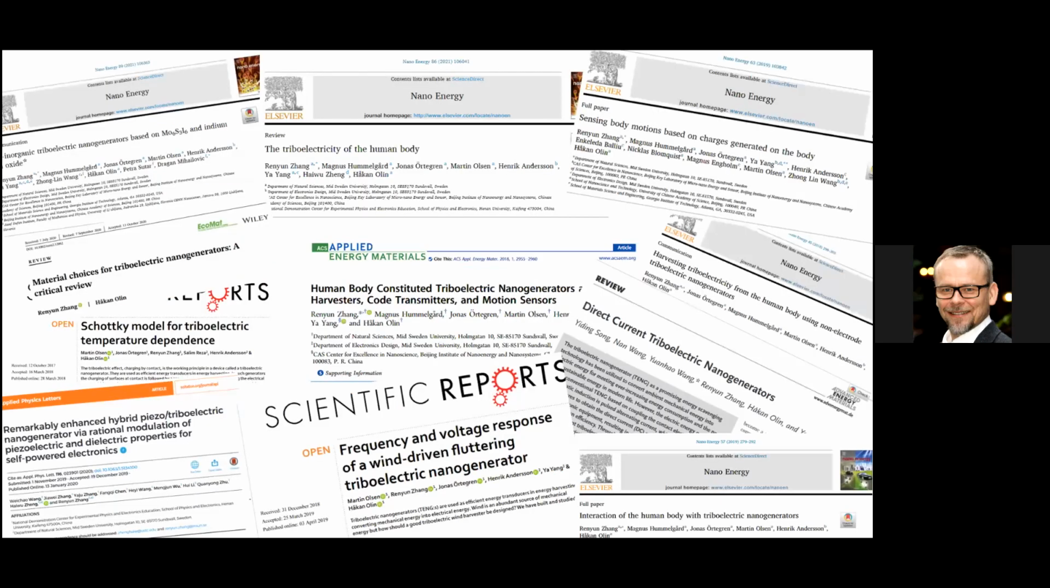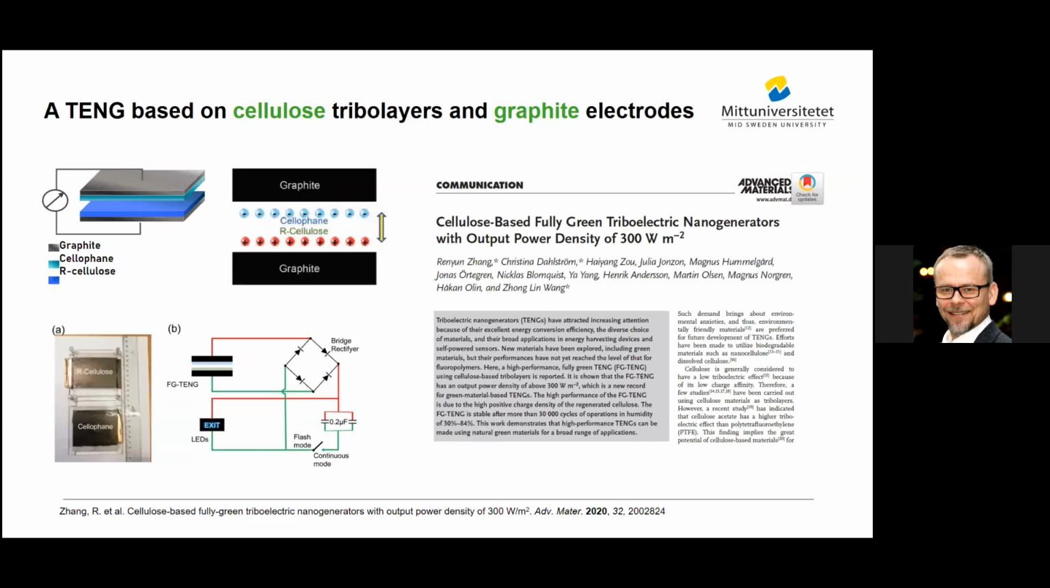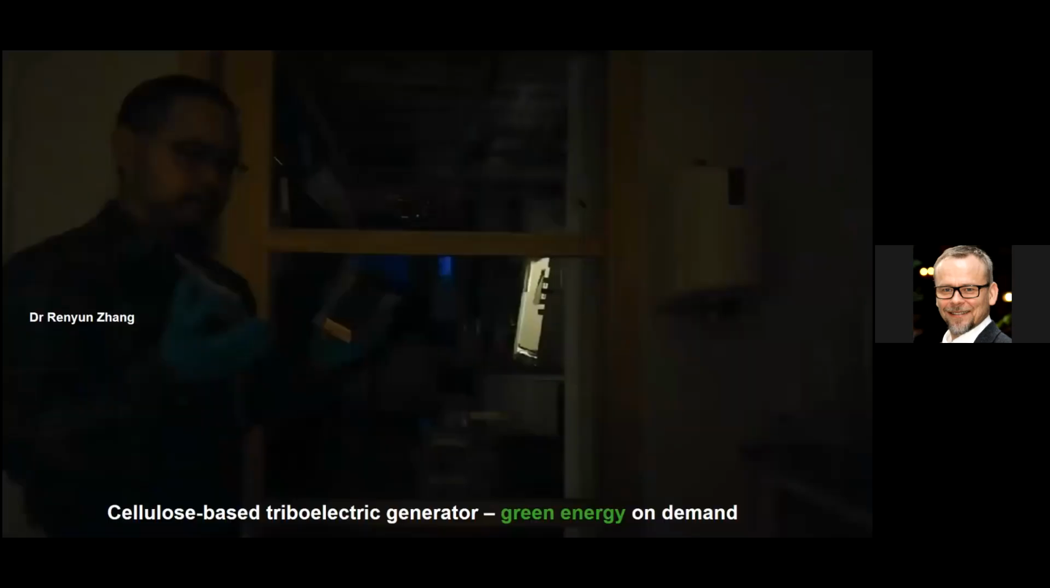At Mid Sweden University, we have worked a lot with these in recent years in different ways, and one of my collaborators, Renwing Zhang, has done a lot of work here. And recently we did the work with these cellulose films together with him, and found out that at certain conditions, cellulose can be extremely interesting. It's a very high output power you can get from it. And I will end up with showing you a bit of a demonstration of what Renwing did in this paper, showing how it works.